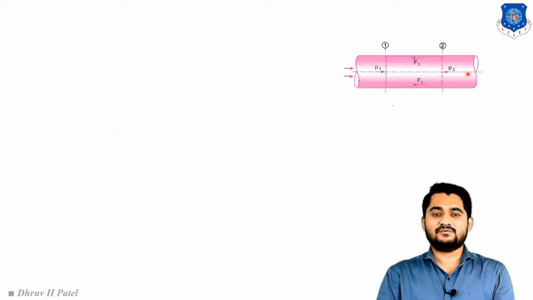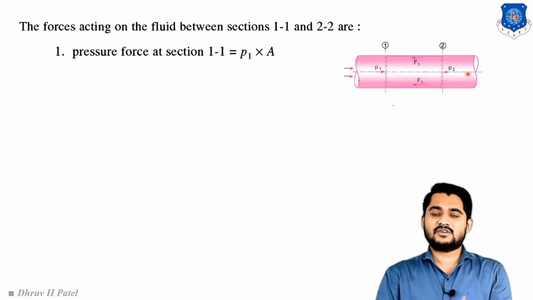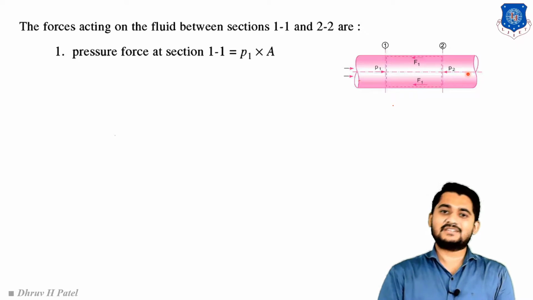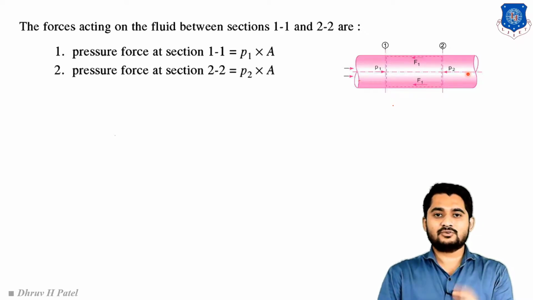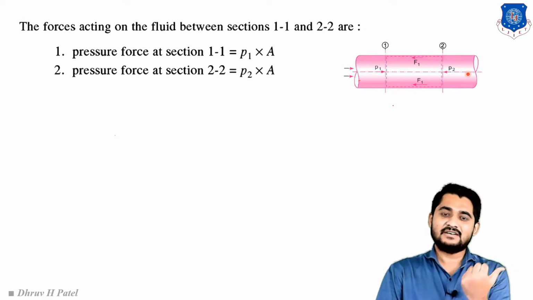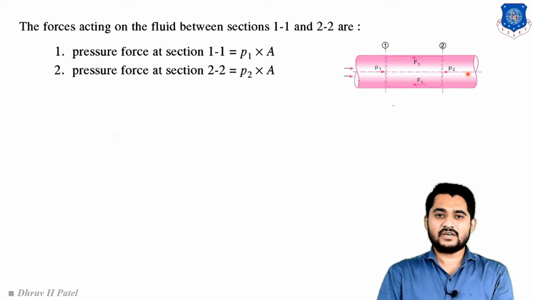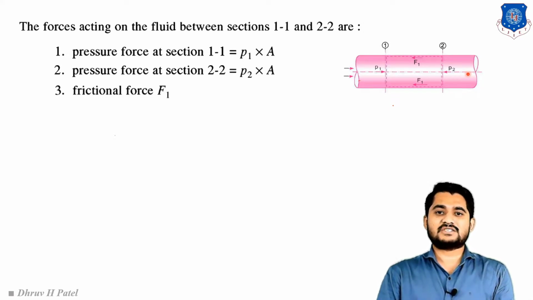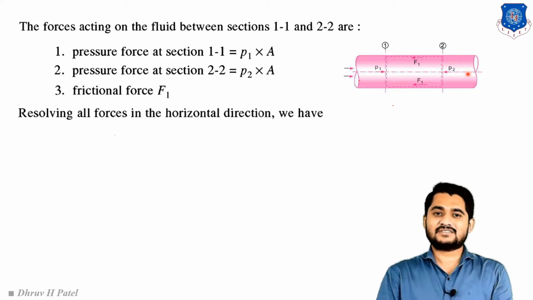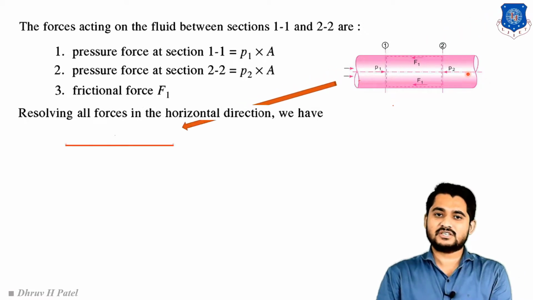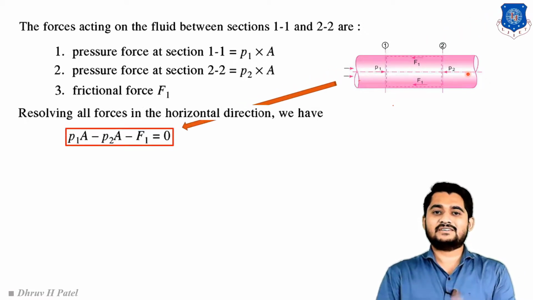In the next step, we have to balance the horizontal forces in the sketch. So the first horizontal force will be on the right hand side, that will be due to pressure P1, that is P1 into A. The second force is due to pressure P2, that is on the left hand side, so we have to take it as negative, that will be P2 into A. Third will be the frictional force F1. So next we have to resolve the horizontal forces. From the resolving we can get this equation.